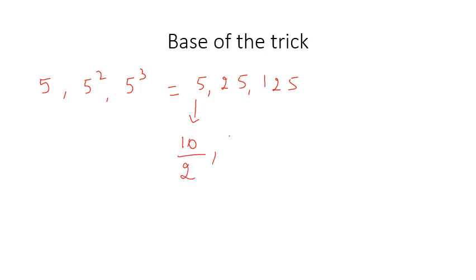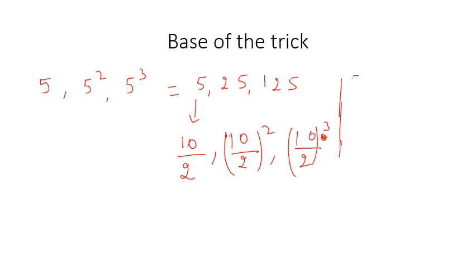Which thing is this trick based upon? This trick is based upon the fact that 5 squared and 5 cubed are the values for 25 and 125. For each of these, we will convert them in the form of 10 divided by 2. Here 25 will be written as 10 by 2 raised to the power 2, and 125 can be written as 10 divided by 2 raised to the power 3, and similarly you can find for others as well.